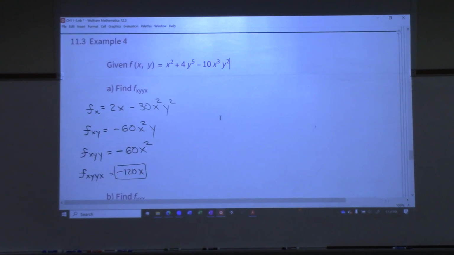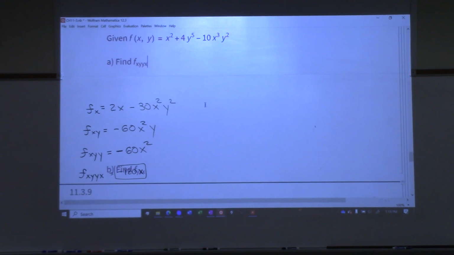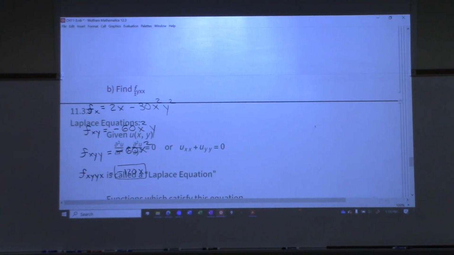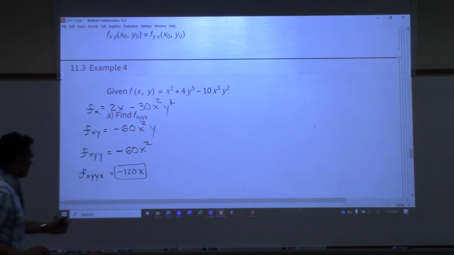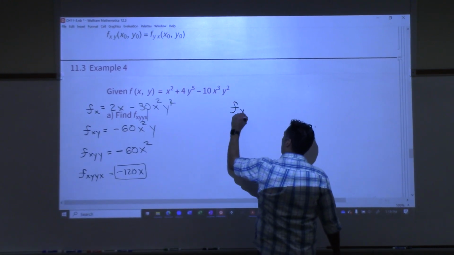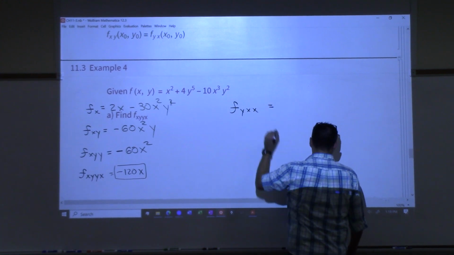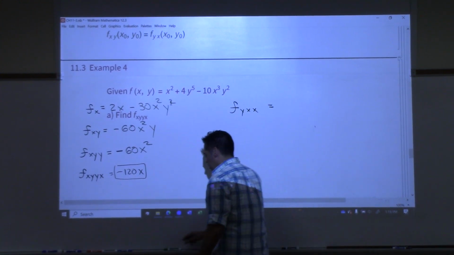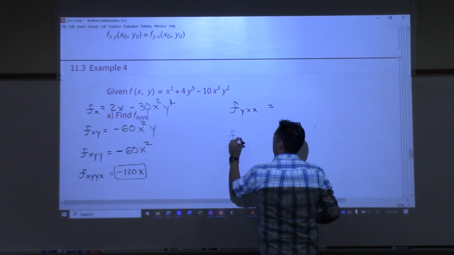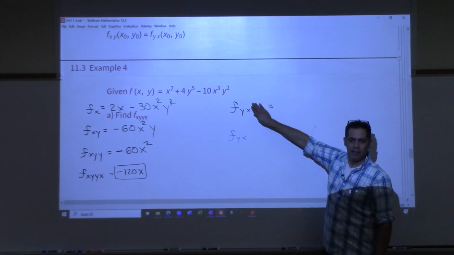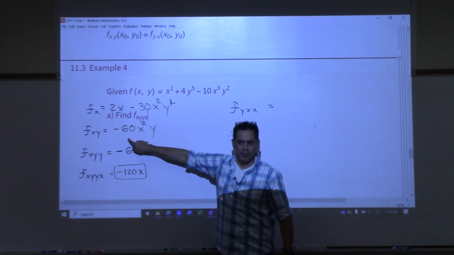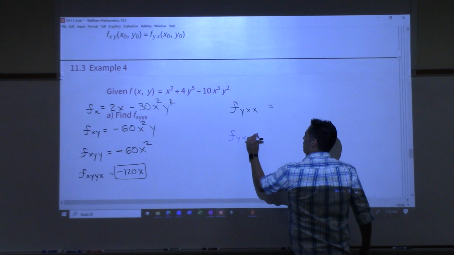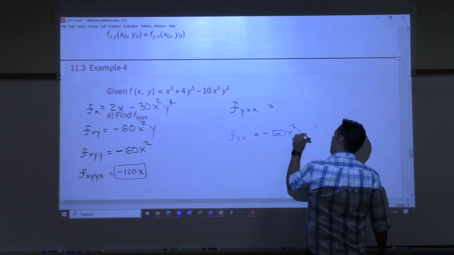Next one. What do we want? We want partial with respect to y, then x again, right? So partial with respect to y, then x again. Well, look, didn't we already do this? The first two, we did that already. And that was this one, wasn't it? Because they matched, I'm not going to go through that work again. That's negative 60x squared y.